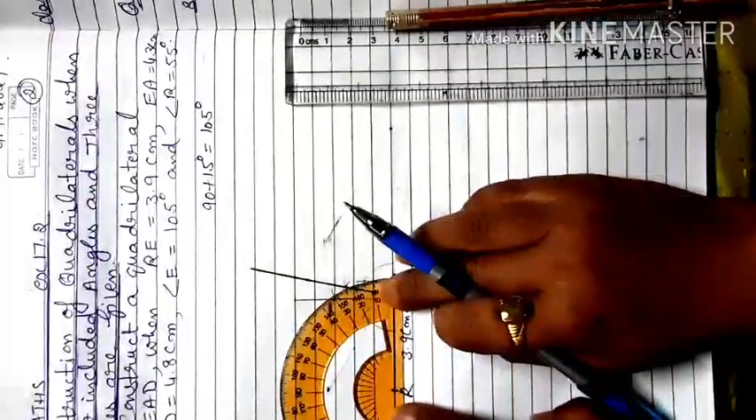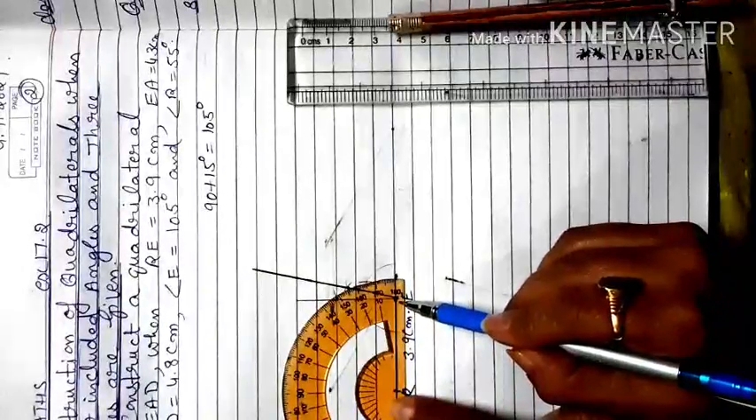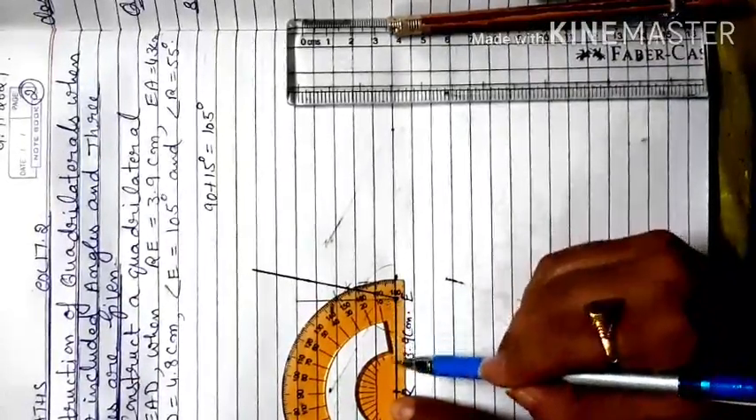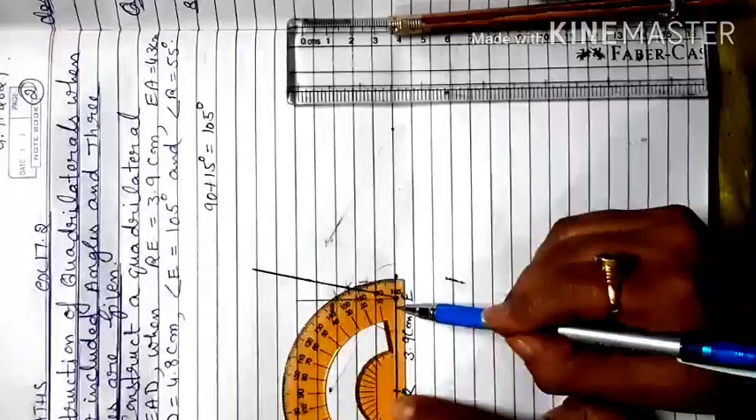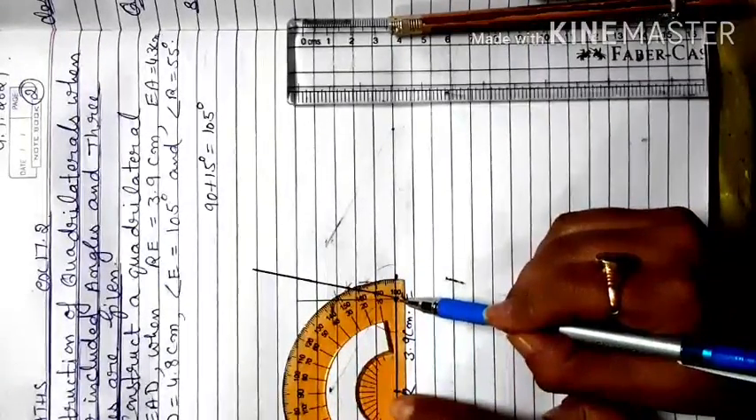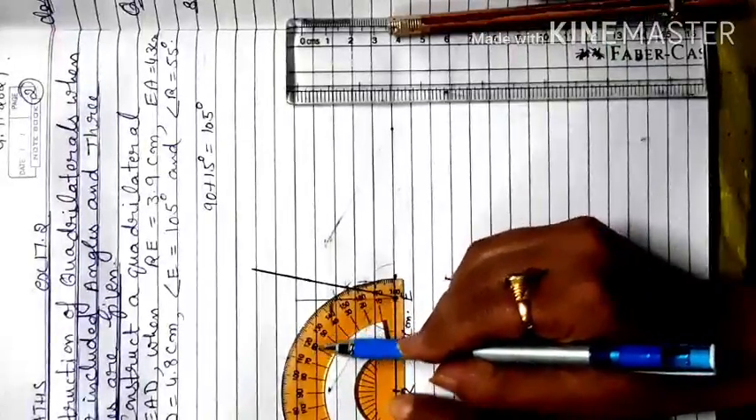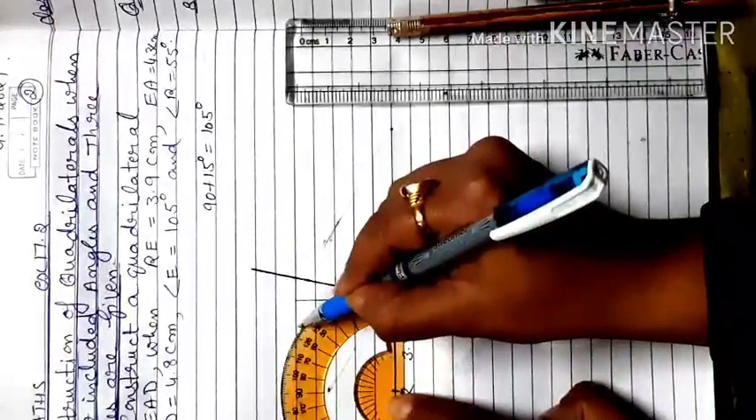If my starting line, initial line, is from this side, I start from here, 0, because this is my initial line. From wherever my initial line is, I have to start counting degrees from that. 0, 10, 20, 30, 40, 50, and half of 50 to 60 is 55. So I will mark it here. So this is my 55 degree angle.